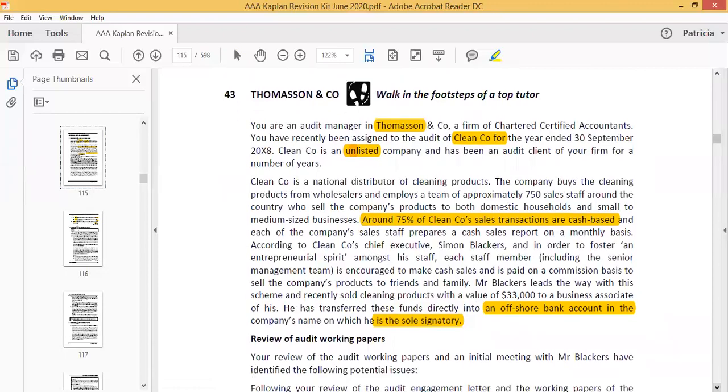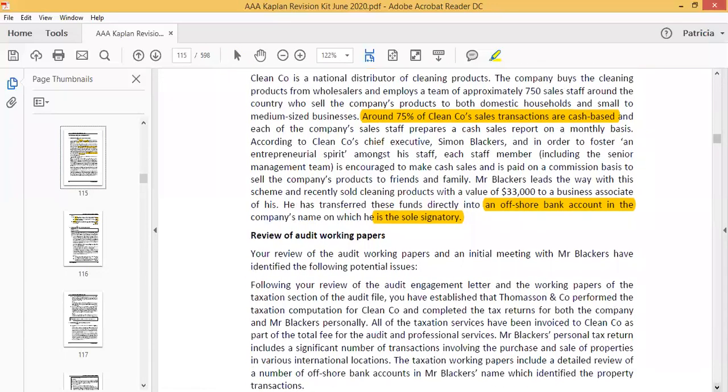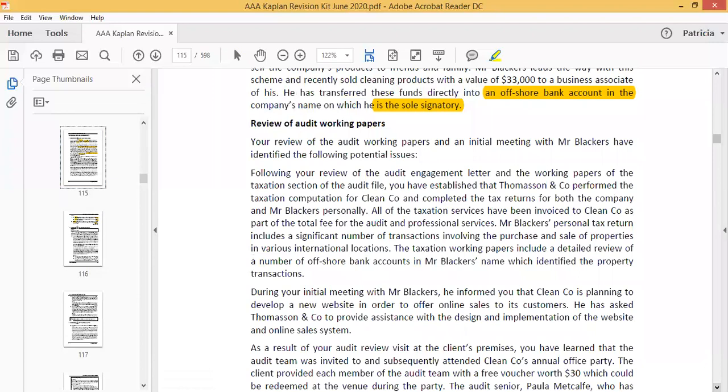So, review of audit working papers. Here it talks about your review of the audit working papers and an initial meeting with Mr. Rogers have identified the following potential issues.